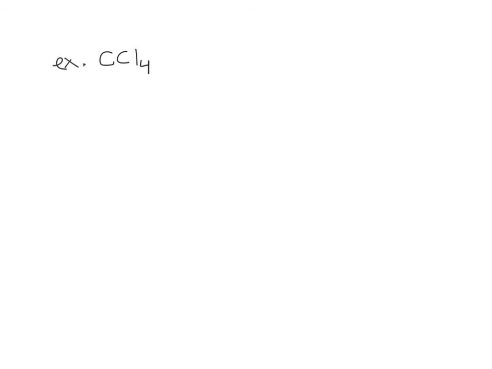The last example we'll look at is carbon tetrachloride. So we draw our Lewis structure. Carbon's our central atom because it's first in our formula up here, and because it has the highest bonding capacity. We've already done the math, so we know our structure looks like this.